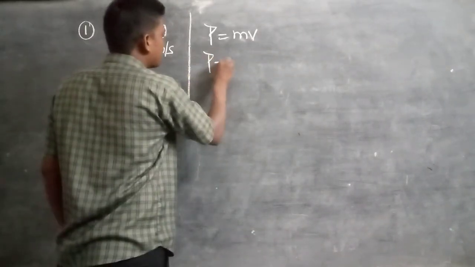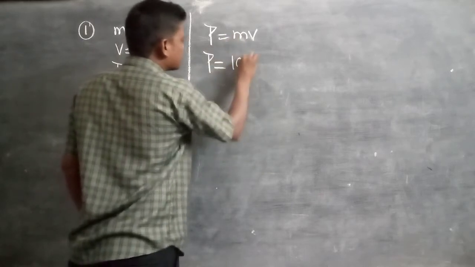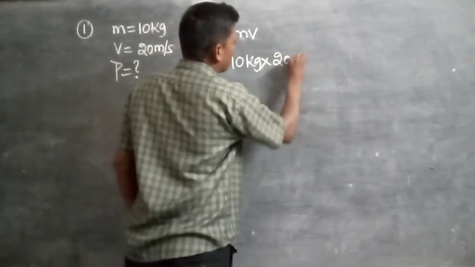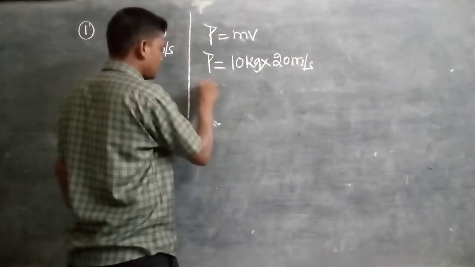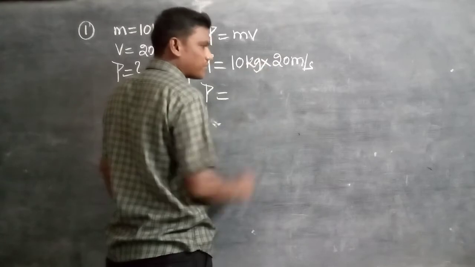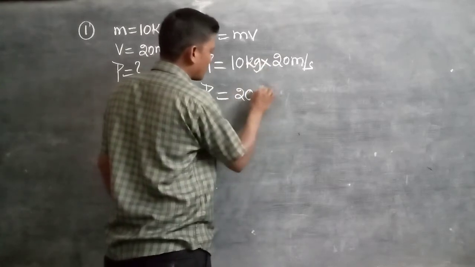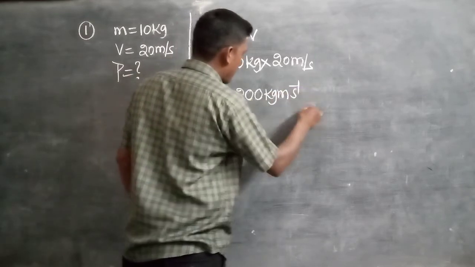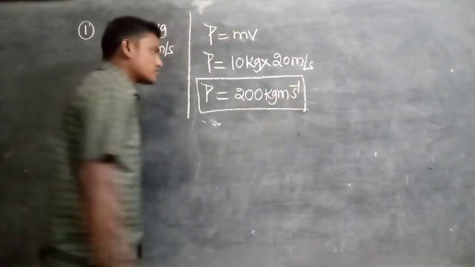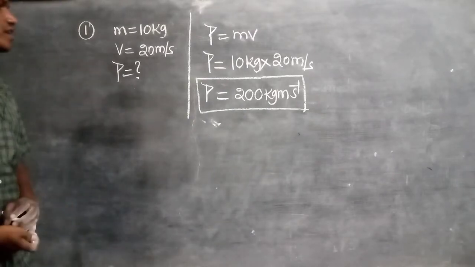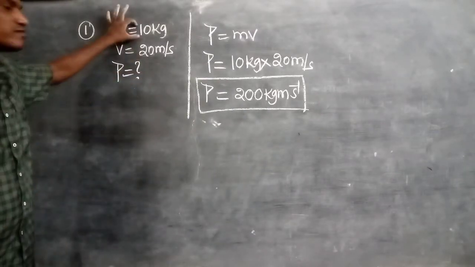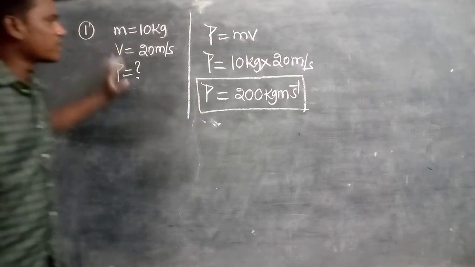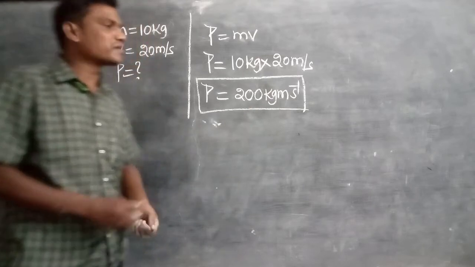Then P equals, what is the mass? 10 kg, into, what is the velocity? 20 meters per second. Then P equals 10 into 20, 200 kilogram meter second power minus 1. So this is the momentum of the given body. When a body of mass 10 kg moves with 20 meters per second, its momentum is 200 kilogram meter per second.